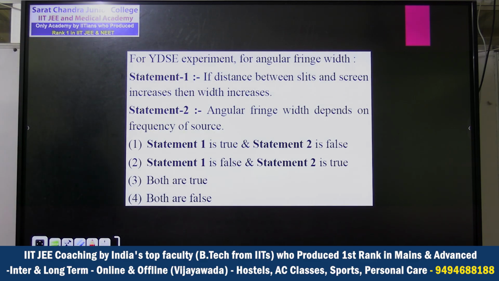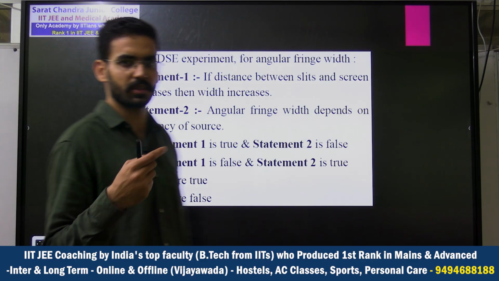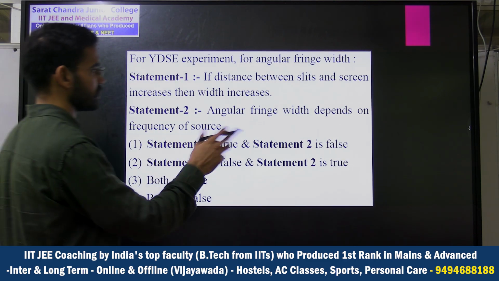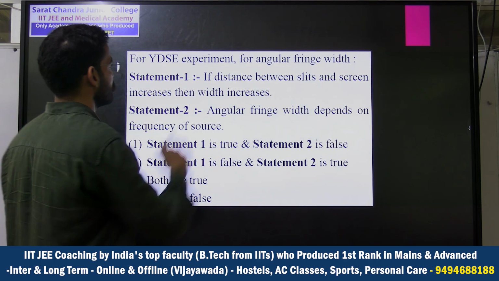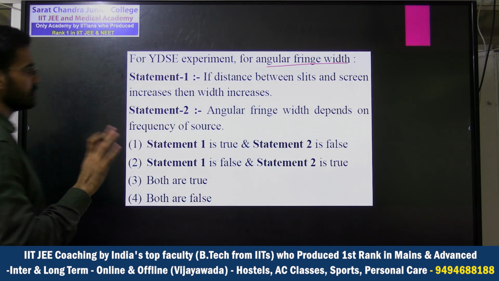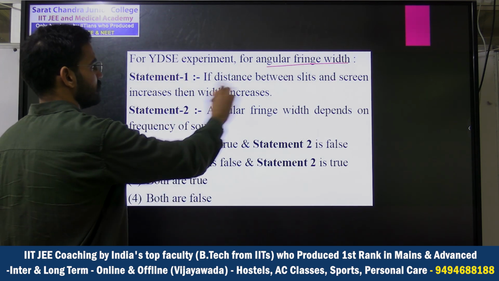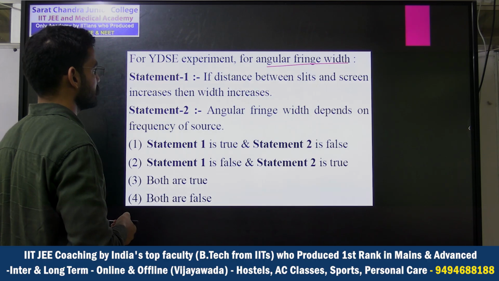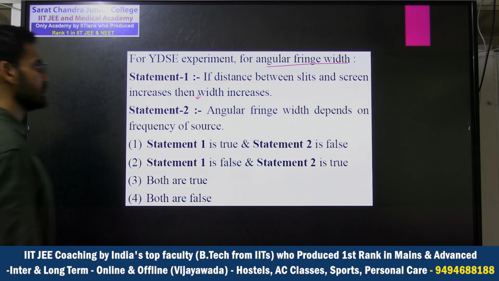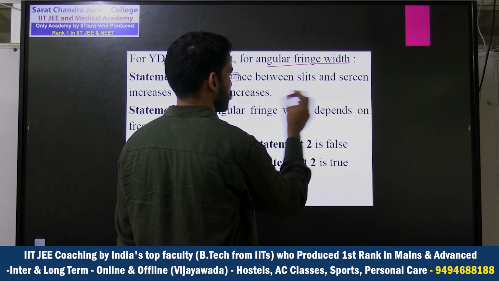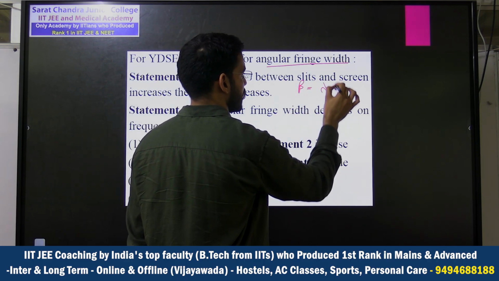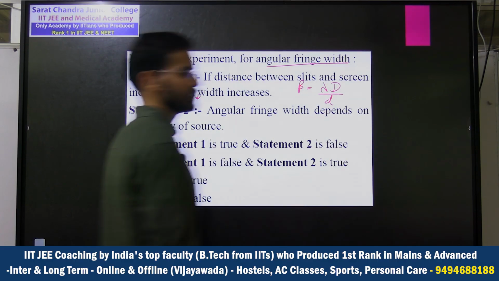For the YDSE experiment, and this is a memory based question, so maybe there will be some mistake, so we can clear it. We will discuss what can be the possible question there. So in the YDSE experiment, angular fringe width is being talked about. Both the statements: if distance between the slits and screen increases, then width. So first of all, what is the angular fringe width? If you remember, we had beta, that is fringe width, lambda D by d, right?